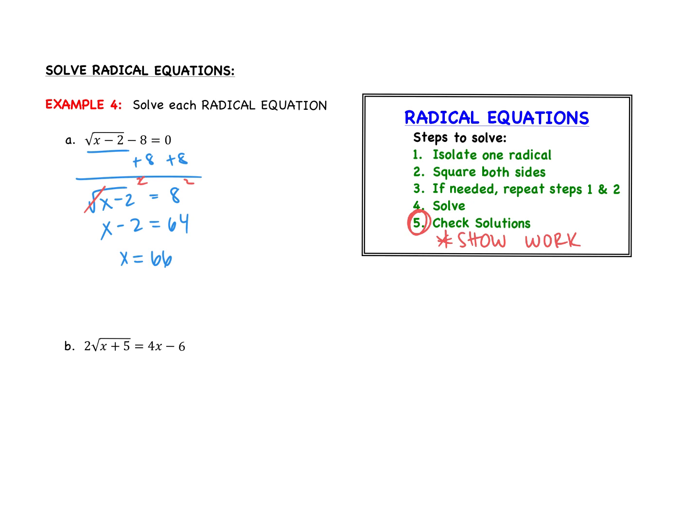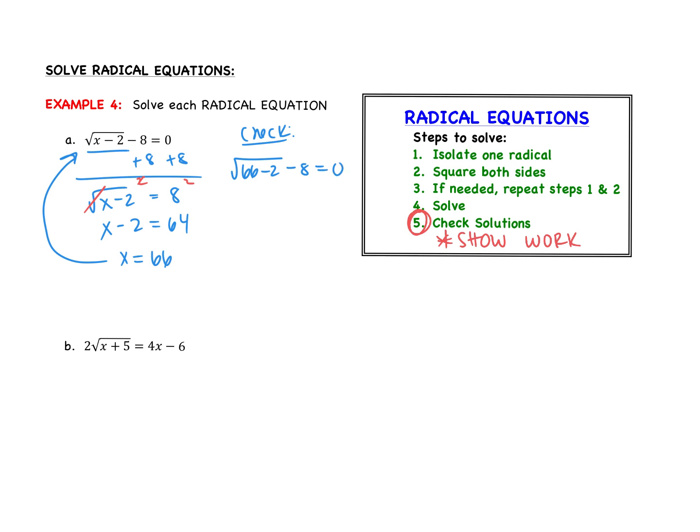You have to check your work. So I expect to see work for that. When I say check, what I mean is your answer has to go back into the very original equation. That's what we're going to do. So we get the square root of 66 minus 2 minus 8 equals 0.